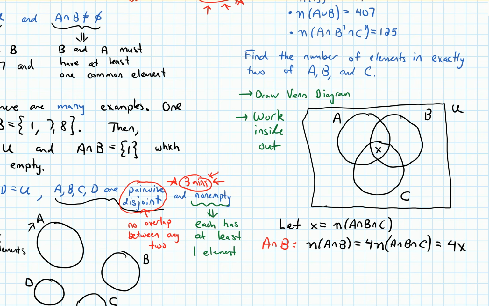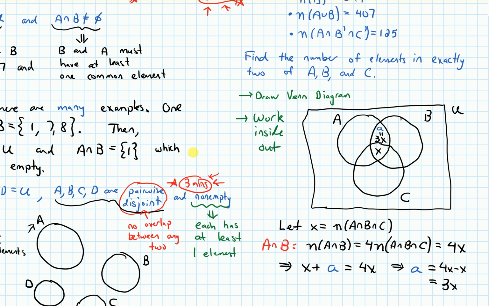So I don't know how many elements are in this region, so maybe I'll pick a variable here like A. But at this point, I do know that if I add x to A, that gives me the total number of elements in the intersection of A and B, which we just said should be 4x. If we rearrange this to isolate A, we get that A equals 4x minus x, which is 3x. So A should be 3x.